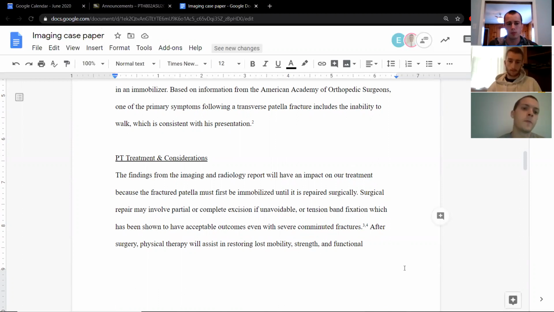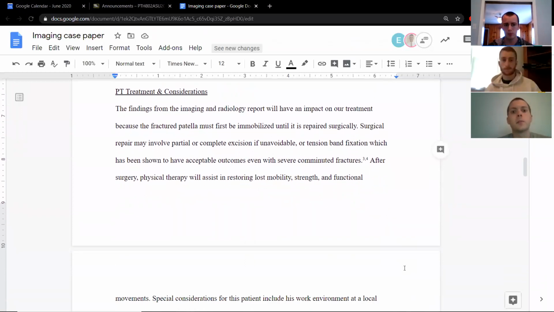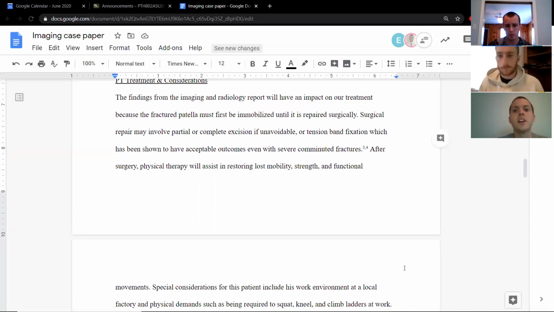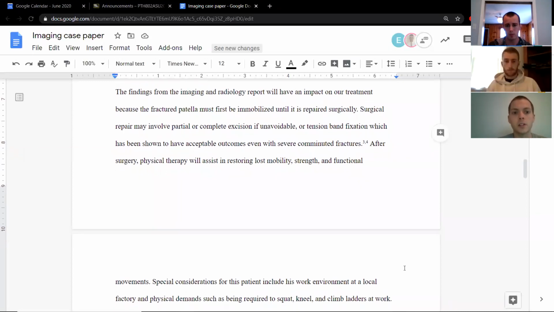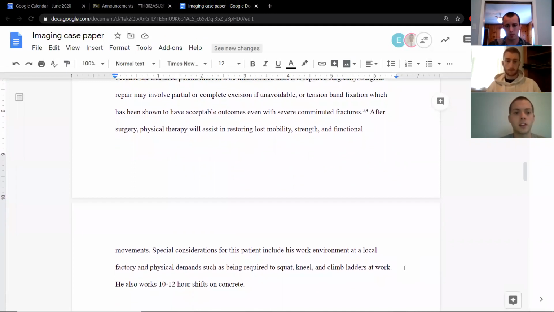for weight bearing. So as far as PT treatment and considerations, the findings from the imaging and radiology report would impact the treatment because the fractured patella, obviously, is going to need to be immobilized until there's surgery done. So surgical repair would involve partial or complete excision if it's unavoidable, or tension band fixation, which has been shown to have good outcomes even with severe comminuted fractures. After the surgery, PT will assist in restoring mobility, strength, and functional movements.